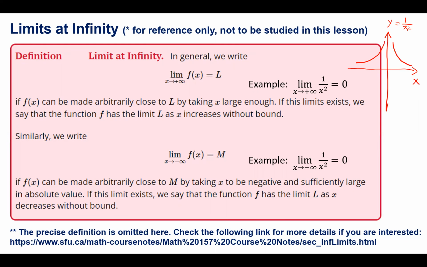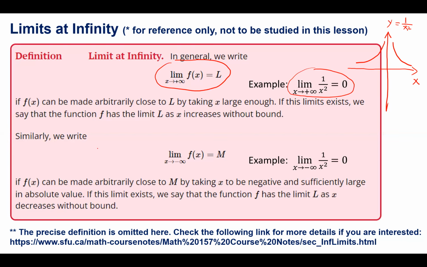So as you can see here, when x approaches positive infinity, this function approaches 0, right? So we use this symbol to denote this behavior. When x approaches positive infinity, the limit of f(x) equals L. Apparently in this example, L is 0, right? Therefore, we say the limit of 1 over x squared when x approaches positive infinity is 0, which is denoted by this expression. Okay? Any questions? No? Okay.